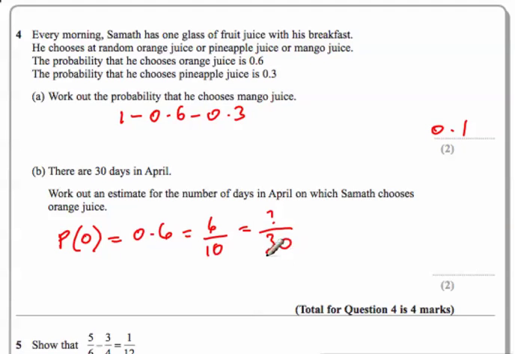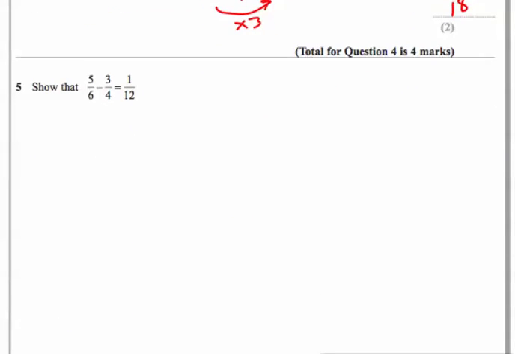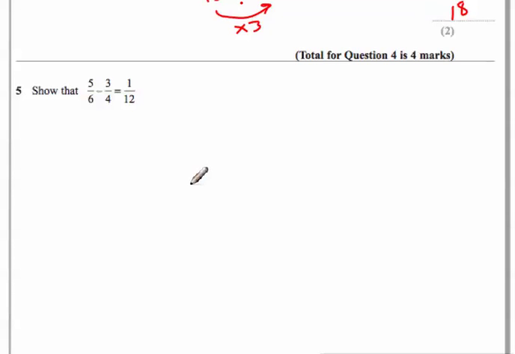So to get from here to here, we times by 3. So I must have to do the same to the top as well, mustn't I? And that means that this will be 18. Okay. Now, so that means that if he's doing this 30 times, you would expect him to get 18 orange juices. Done.